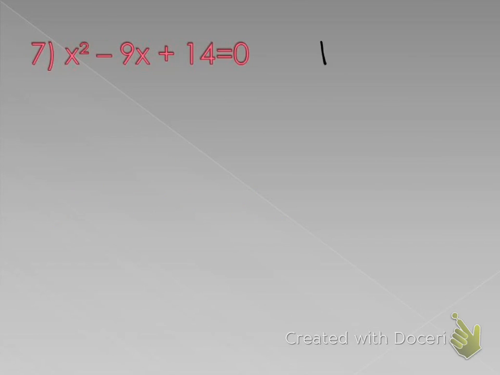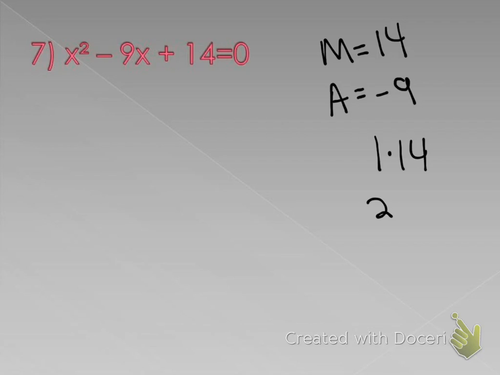Alright, right again. It is MA. So what's the M? 14. What's the A? -9. The ways to make a 14 are 1 and 14, 2 and 7. If we want a positive 14, both need to be the same. They both need to be what? Negative. So go through and make them all negative, and then find the winner.